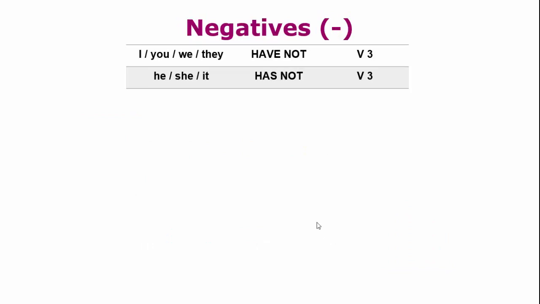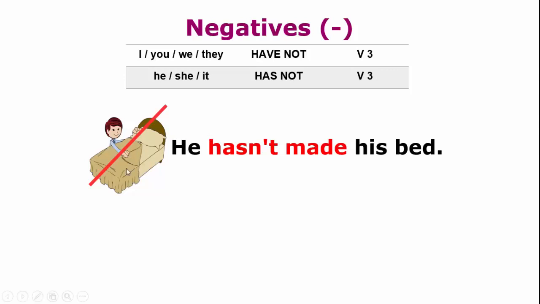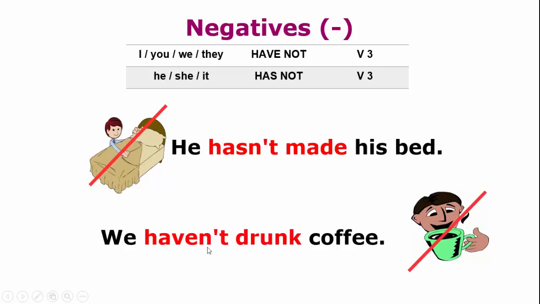Let's look at the negative. With I, you, we, they, we use have not, or we can say haven't, plus the third form of the verb. With he, she, it, we use has not, or the short form hasn't, plus the past participle of the verb. Let's look, please. He hasn't made his bed. Next picture. We haven't drunk coffee.